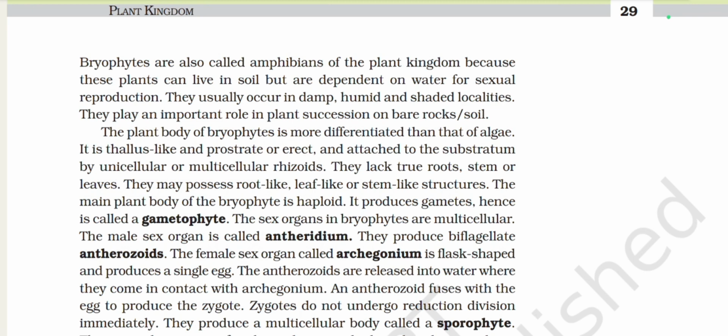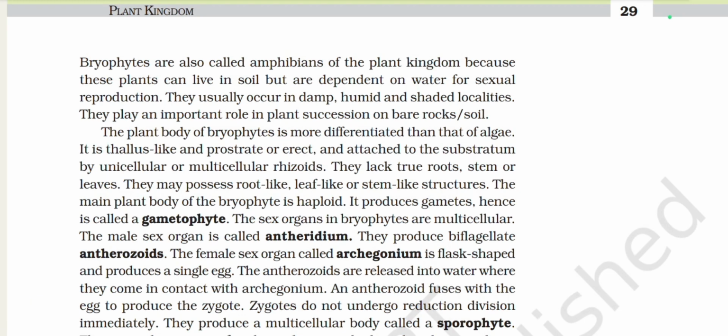The main plant body of the bryophyte is haploid. It produces gametes, hence is called a gametophyte. The sex organs in bryophytes are multicellular. The male sex organ is called antheridium. They produce biflagellate antherozoids. The female sex organ, called archegonium, is flask-shaped and produces a single egg. The antherozoids are released into water where they come in contact with archegonium. An antherozoid fuses with the egg to produce the zygote.